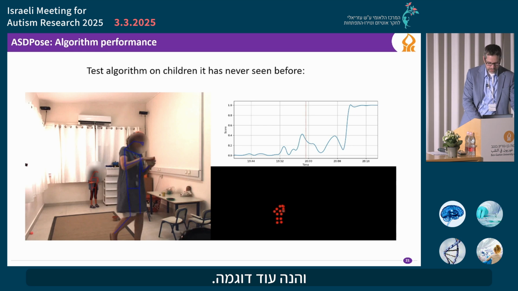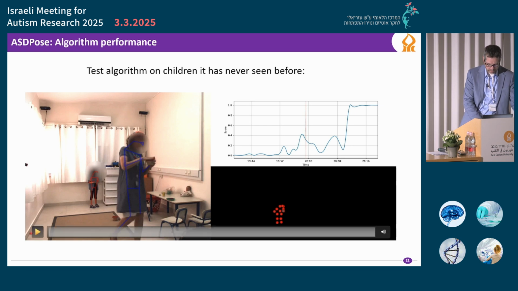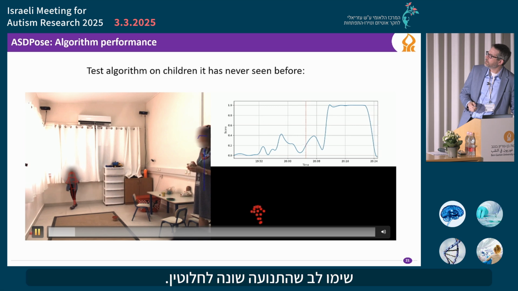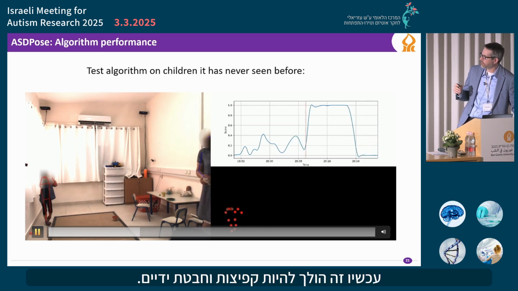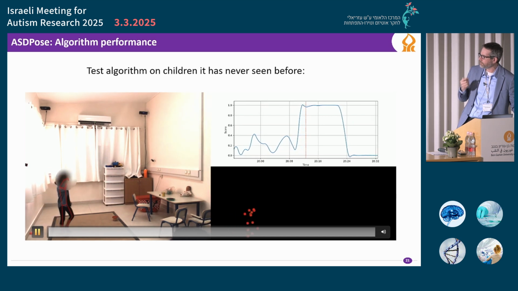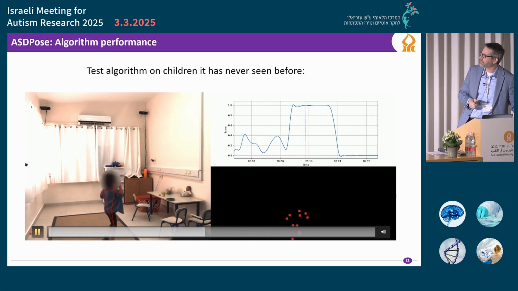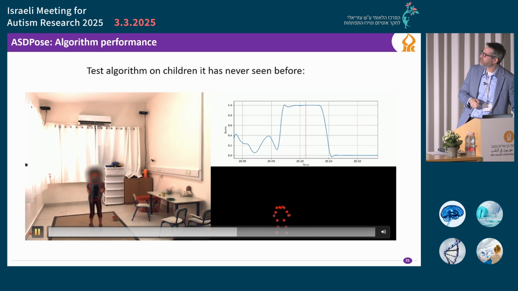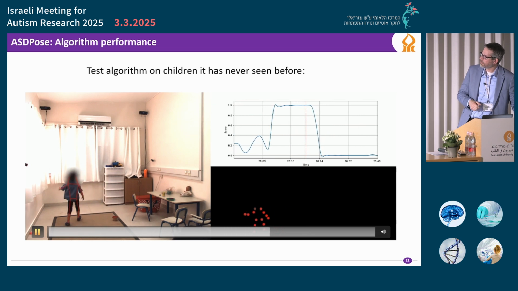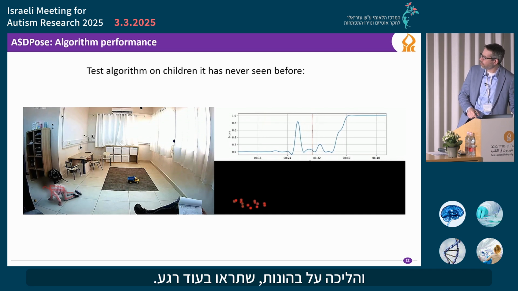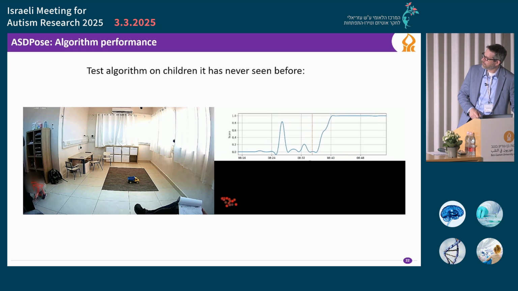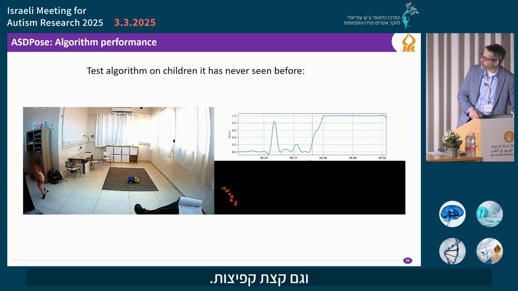And here's another example of a totally, notice that the movement is totally different. Now it's going to be jumping and hand flapping. Okay. And toe walking, that you'll see in a minute. And also some jumping.